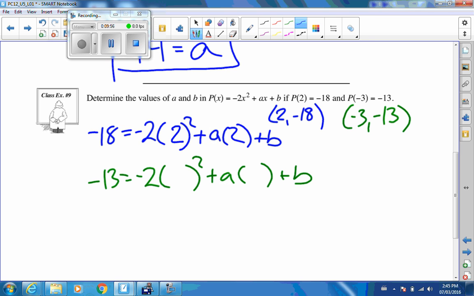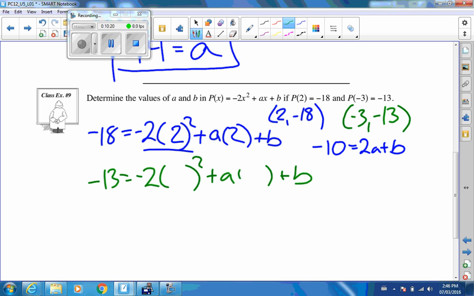Again, really, that's the hardest thing we've got going on. So this is going to be 2 squared is 4 times negative 2 is negative 8. Add negative 8 to both sides, negative 10. So this is going to be negative 10 equals 2a plus b.